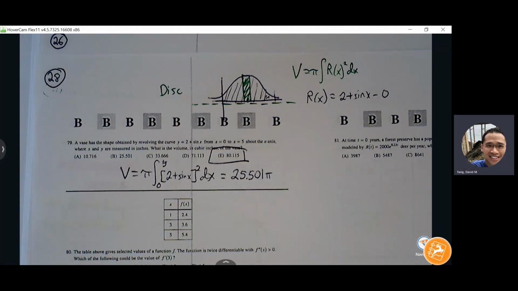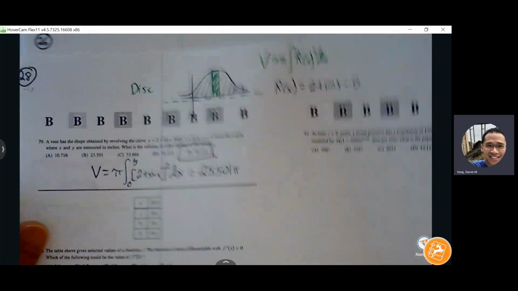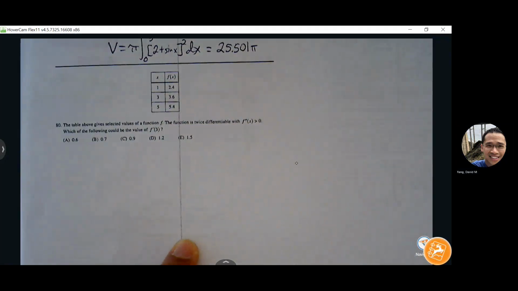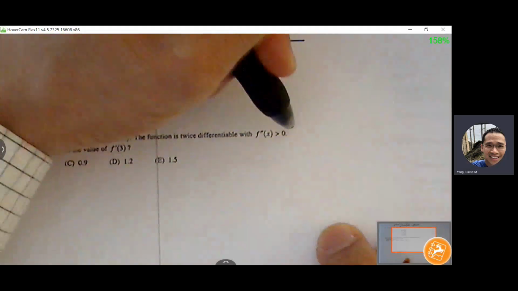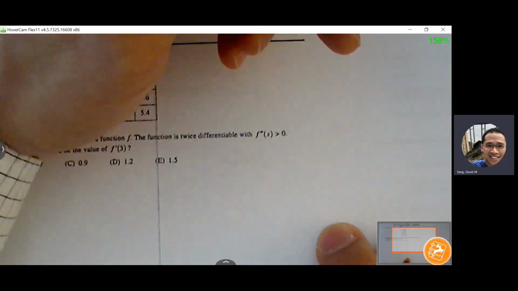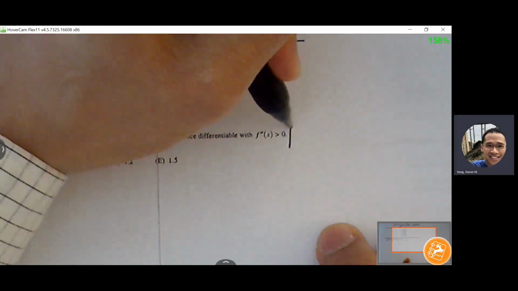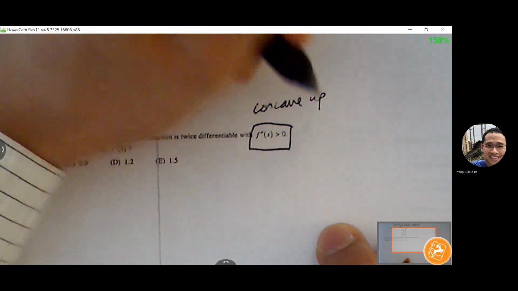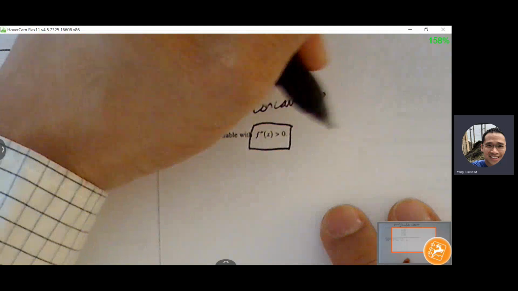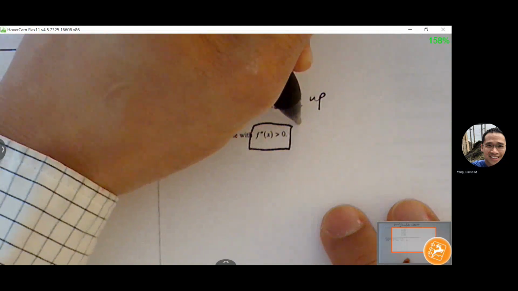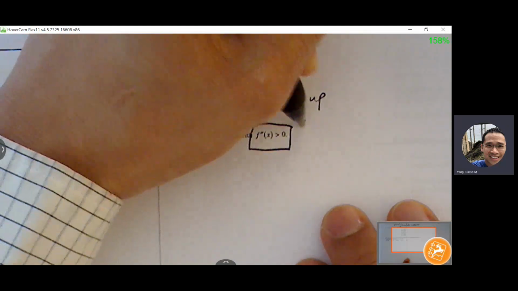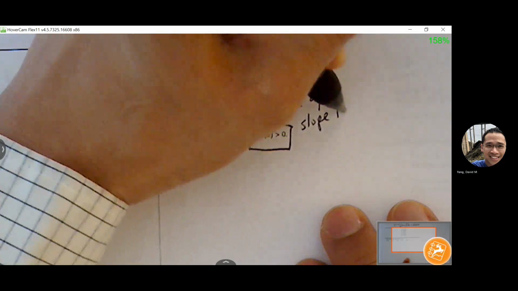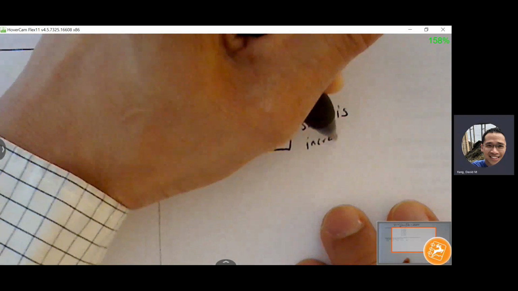Okay, the table gives values of function f. The function is twice differentiable. You know it's a smooth curve. And this is something that we're going to use here. F double prime is greater than 0, so we know the graph is concave up, which means that your slope is increasing, or in other words, becoming more positive.